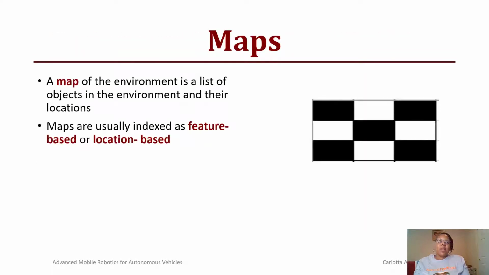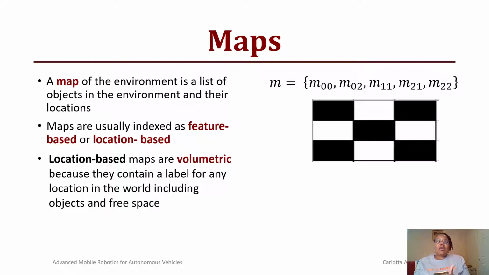So we have several ways of describing maps. A map is an environment with a list of the objects or landmarks in the world that are relevant to the robot's state and what it needs to know. A map can either be feature-based or location-based. A location-based map, as shown here, is also sometimes called an occupancy grid, and it's volumetric because it contains all of the information about the world, including the locations of free space.